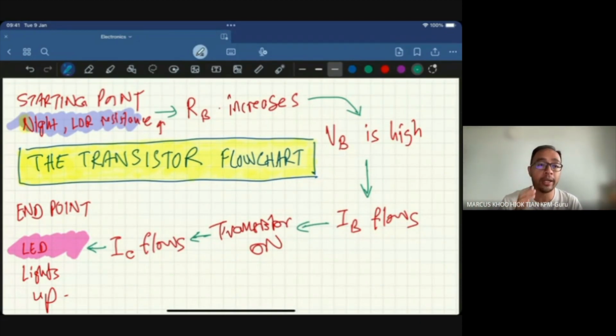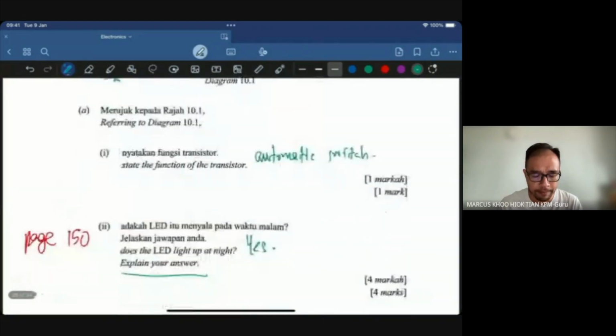It's a good idea to memorize this flowchart because it makes our explanation very, very easy. I know it's long for a 4-mark question, but the flow is there and it's complete. Cannot go wrong with this. All right.